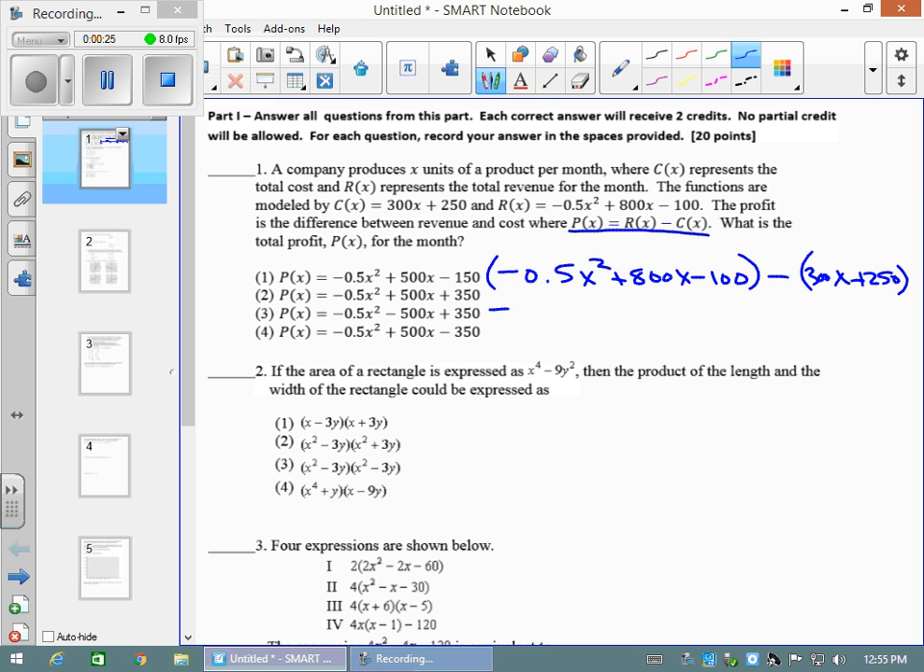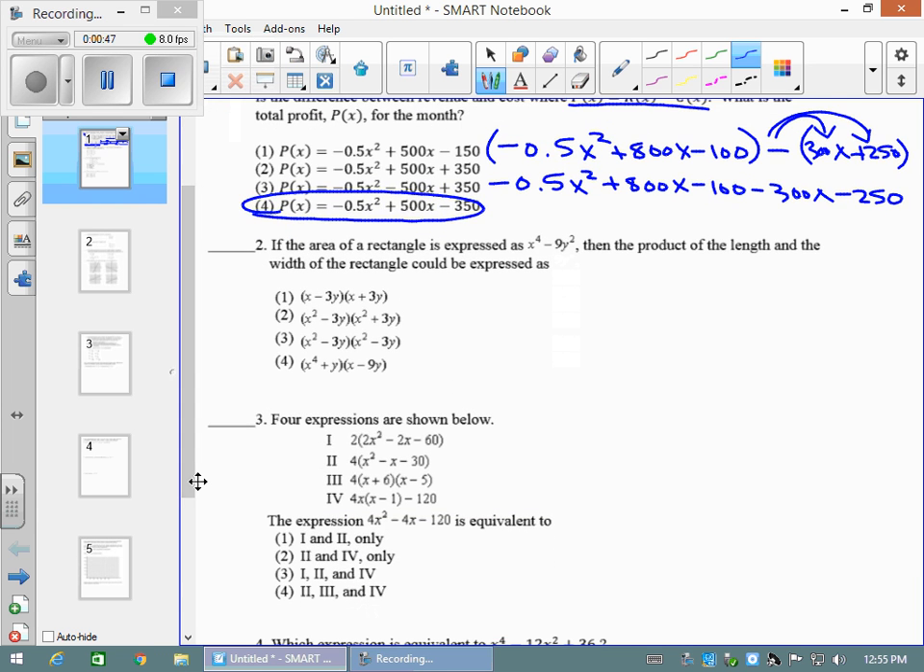So we have negative 5x squared plus 800x minus 100. Distribute the negative sign here. Get negative 300x, negative 200. You combine like terms, you should get choice 4.